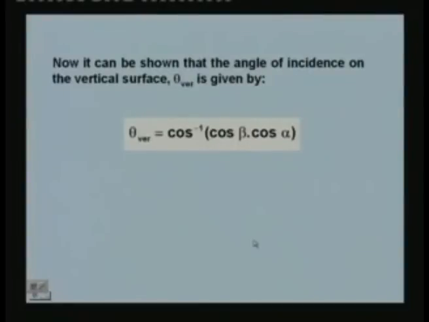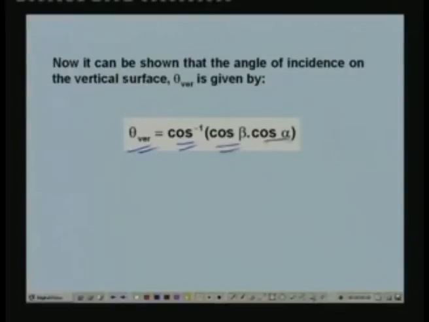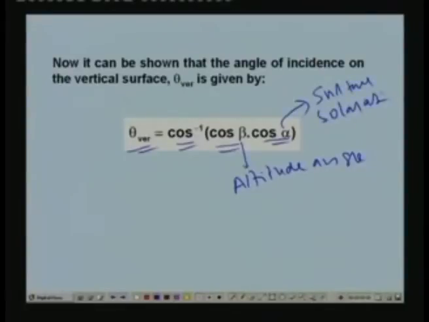Now, it can be shown that the angle of incidence, because ultimately this is what is important to us, on a vertical surface is given by this relation: theta vertical is equal to cos inverse within brackets cos beta into cos alpha. Cos beta, as you know, is the altitude angle, and alpha is your surface solar azimuth angle. Okay. And the expression, as you have seen, is a function of your gamma and zeta, right.